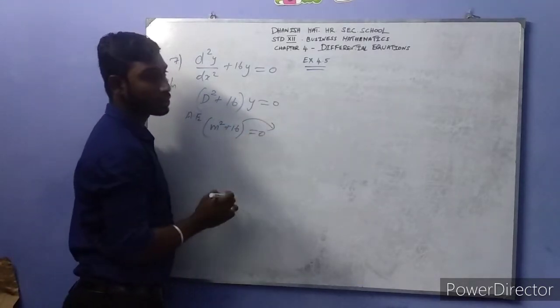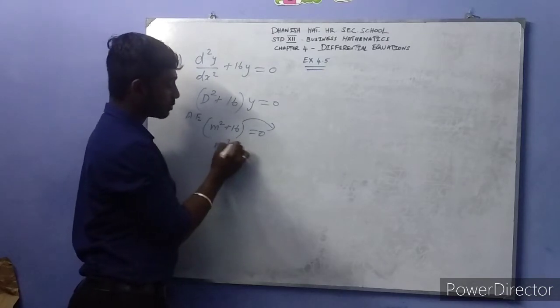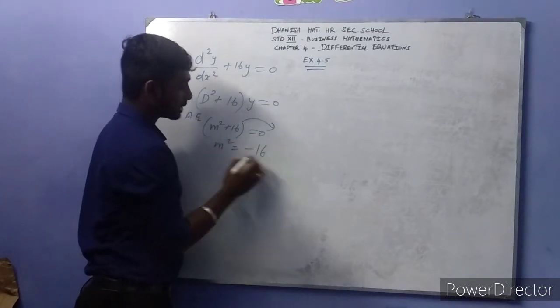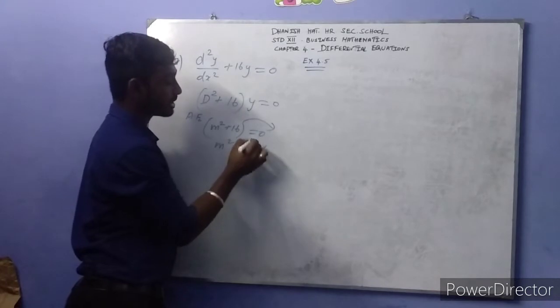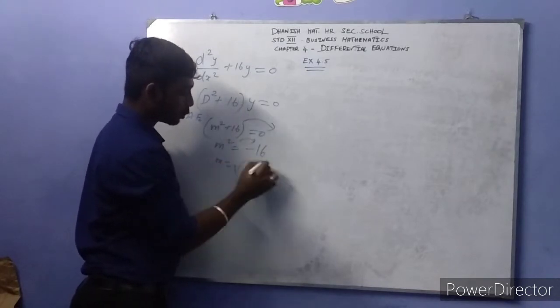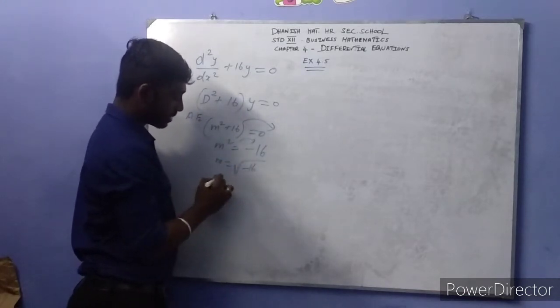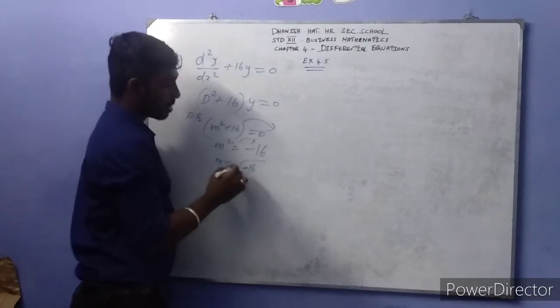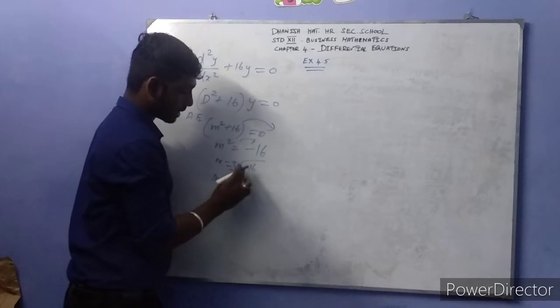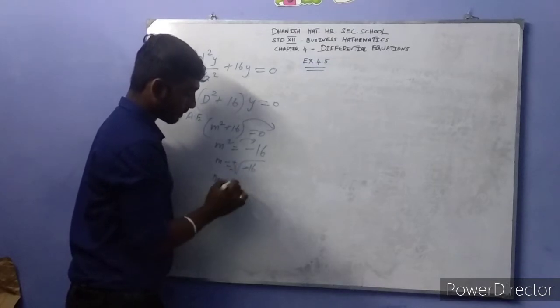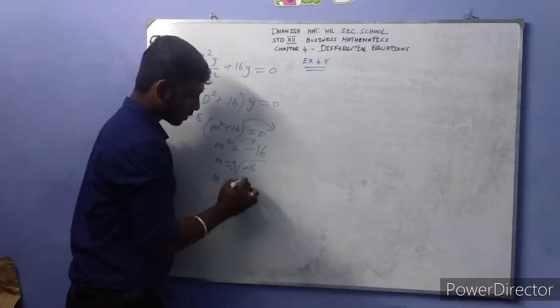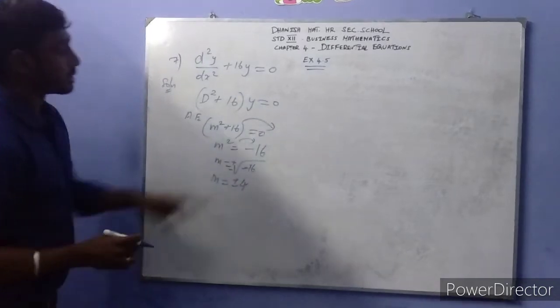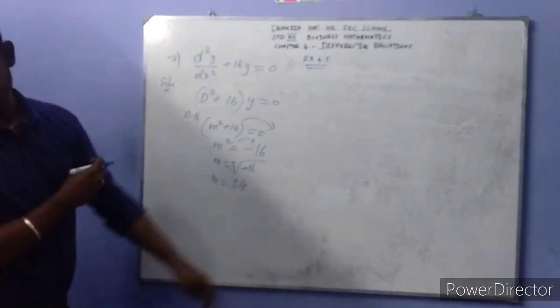This plus 16 goes to the other side and changes into minus. m square equal to minus 16. This square goes to the other side and changes into root. m is equal to root of minus 16. Then m is equal to plus or minus root of minus 16. So root of 16 will be plus or minus 4 here.